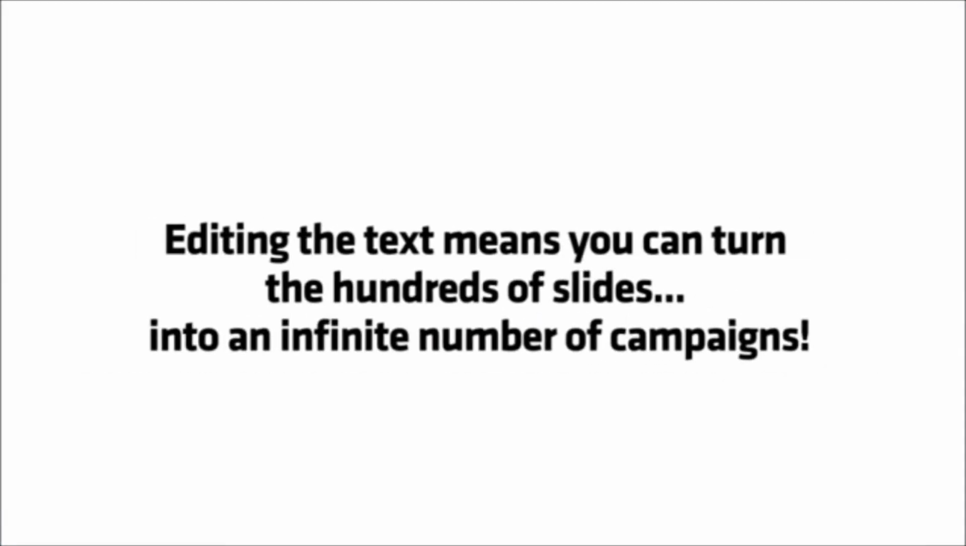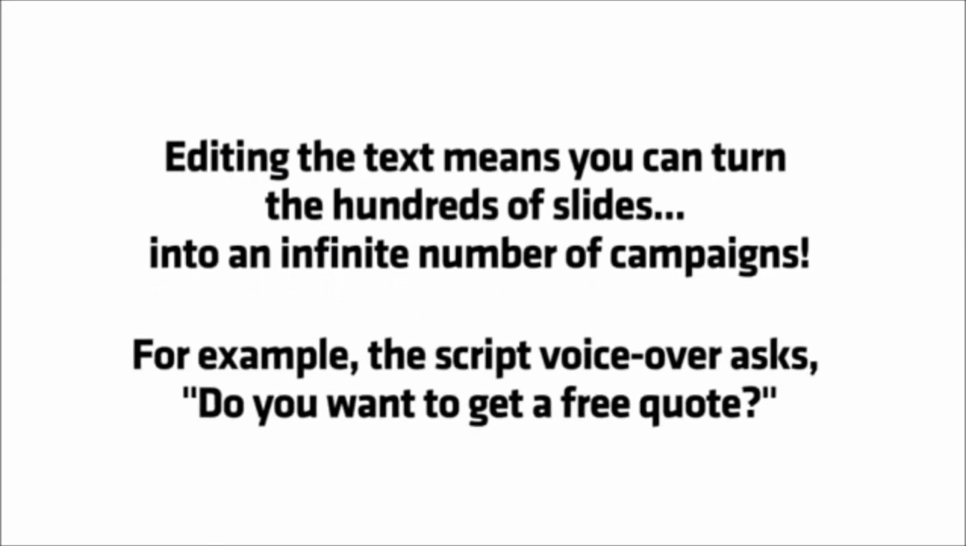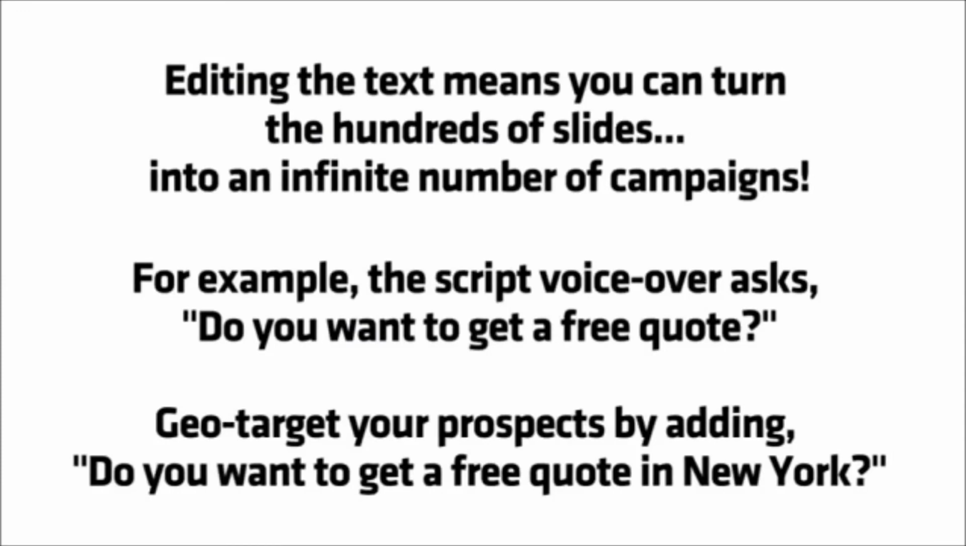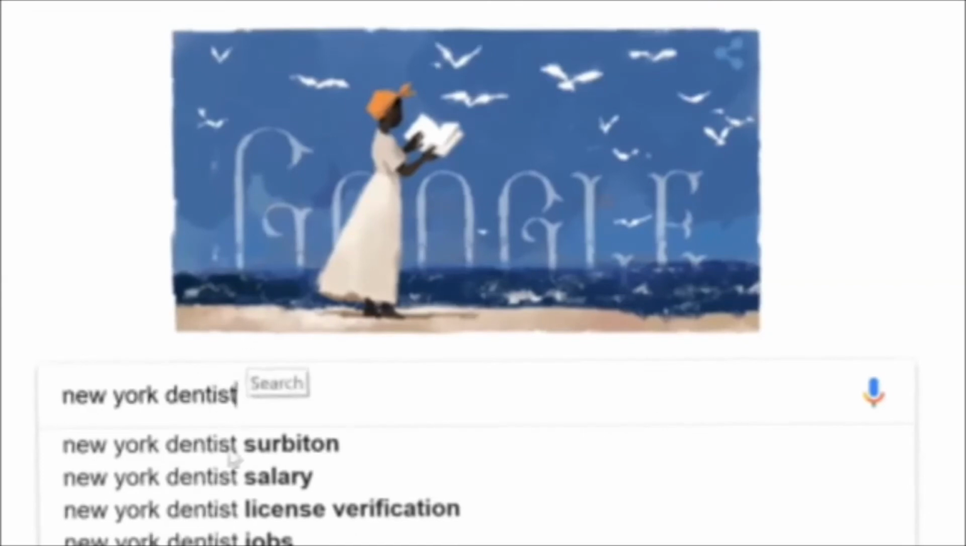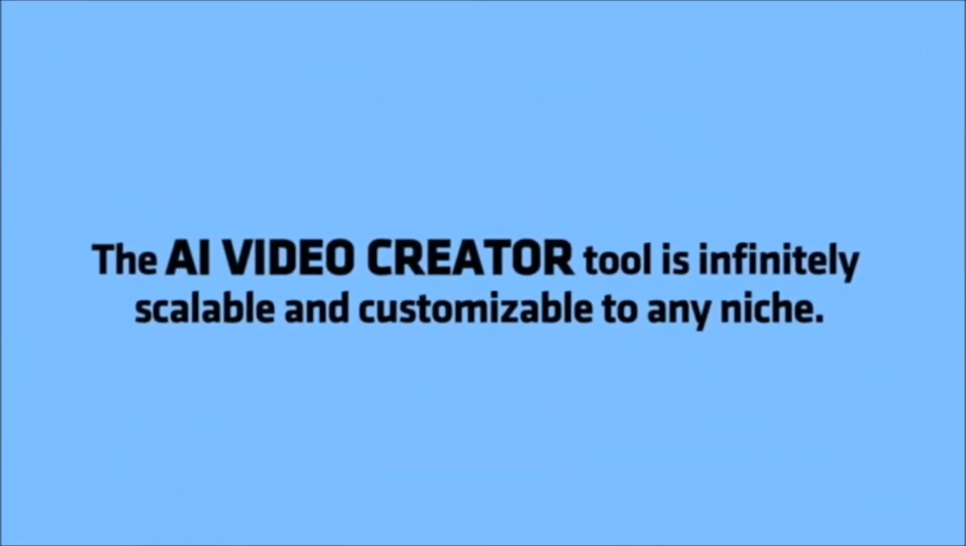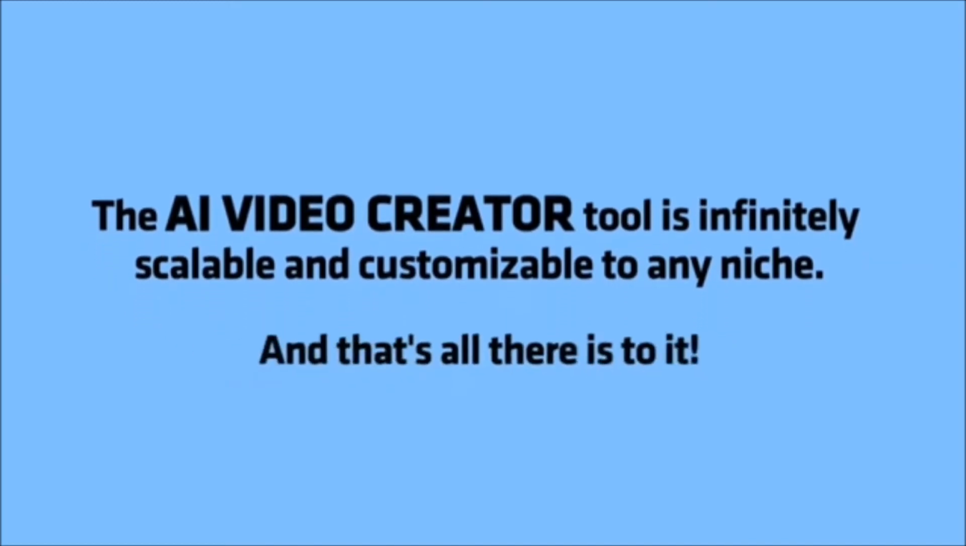Editing the text means you can turn the hundreds of slides into an infinite number of campaigns. For example, the voiceover asks, "Do you want to get a free quote?" Geo-target your prospects by adding, "Do you want to get a free quote in New York?" Or add an image of New York City, or show a video of someone searching for New York dentist. The AI Video Creator tool is infinitely scalable and customizable to any niche, and that's all there is to it.